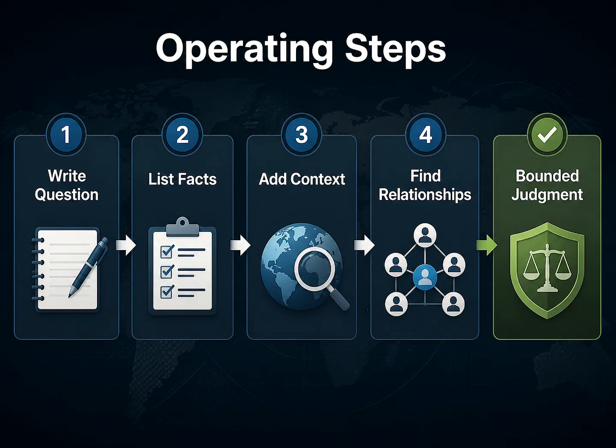When you actually do the work, use 4 steps. First, write the question. What are you trying to judge? Second, list the facts exactly as they appear. Do not interpret yet. Third, add context. Ask who published it, when it appeared, and how it relates to the case. Fourth, write a bounded judgment. Say what the evidence supports, what it does not support, and what should be checked next.